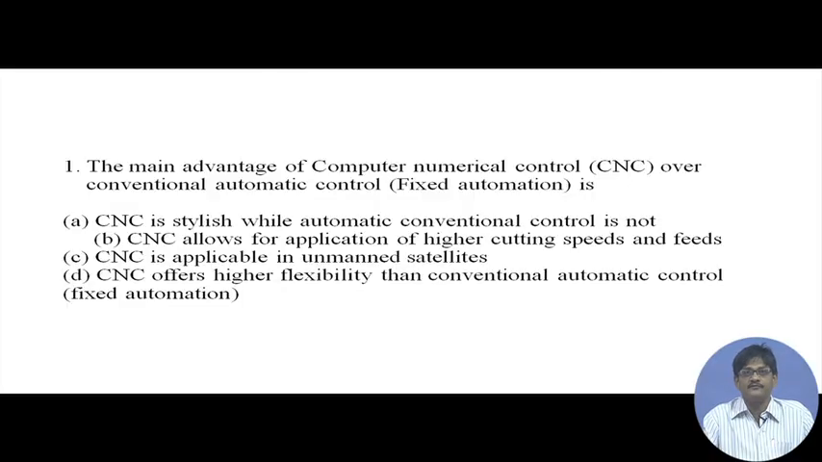CNC offers higher flexibility than conventional automatic control. Yes, this can be considered as the main advantage, because in situations where we have low volume of production, this is the main advantage of computer control over fixed automation. So, option D is correct.